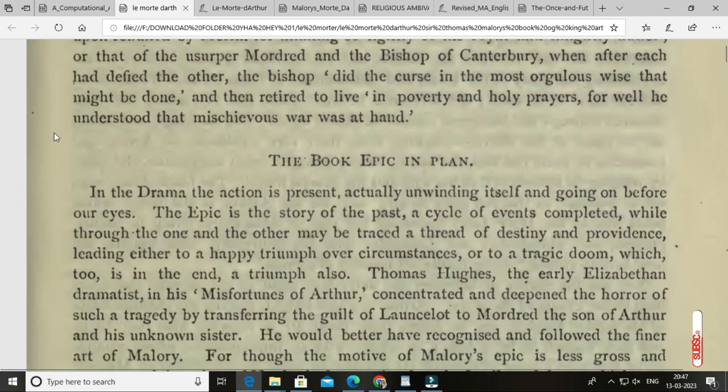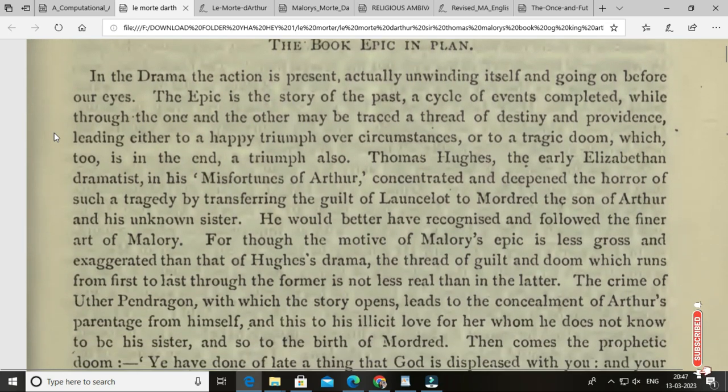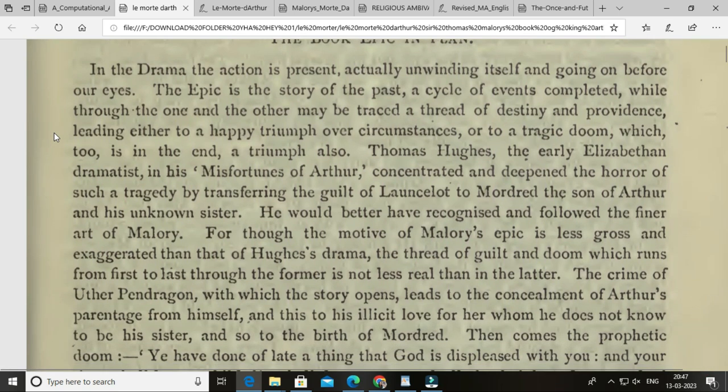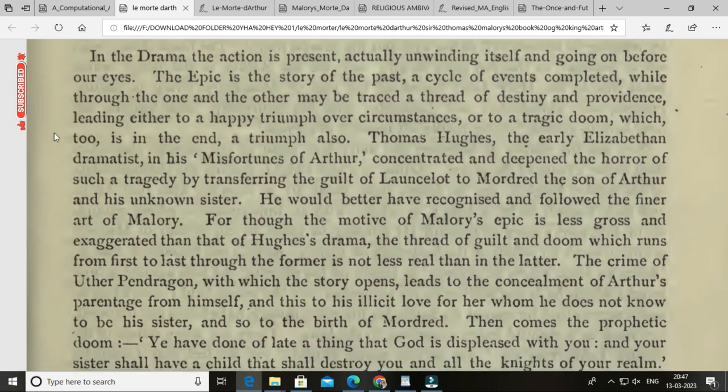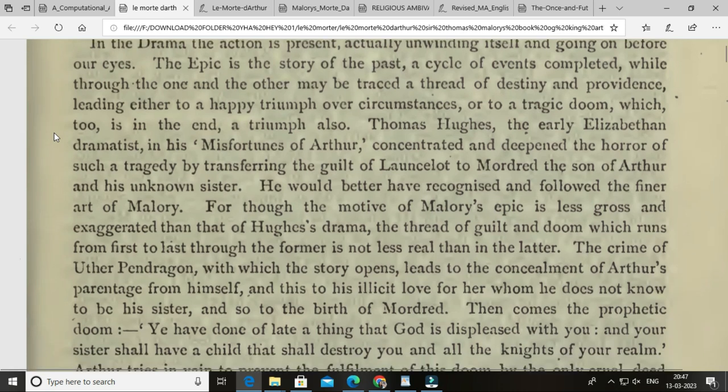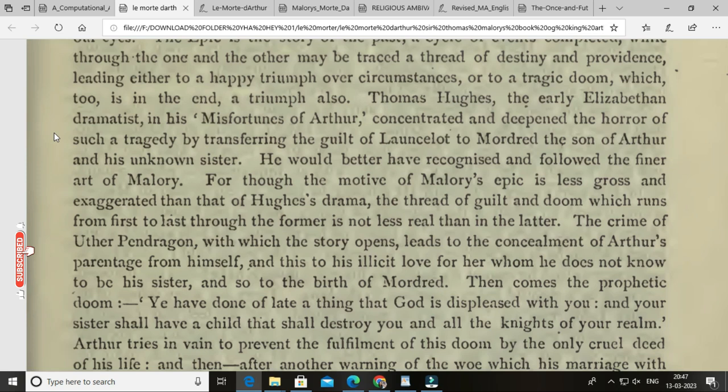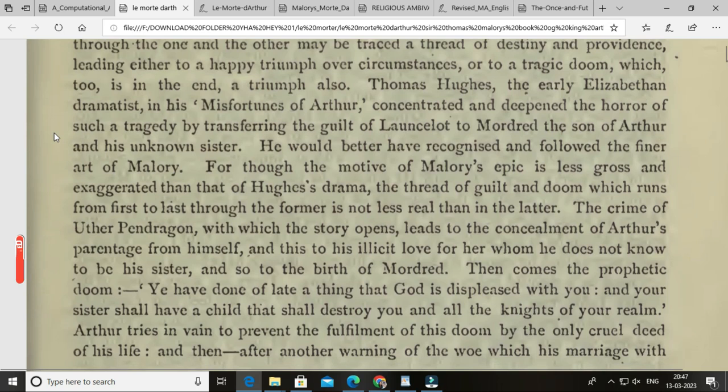In drama, the action is present, actually unwinding itself before our eyes. The epic is the story of the past, a cycle of events completed, while through one and the other may be traced a thread of destiny and providence leading either to a happy triumph over circumstances or to tragic doom, which too in the end triumphs also. Thomas Hughes, the early Elizabethan dramatist, in his Misfortunes of Arthur, concentrated and deepened the horror of this tragedy by transferring the guilt of Lancelot to Mordred, the son of Arthur and his unknown sister.